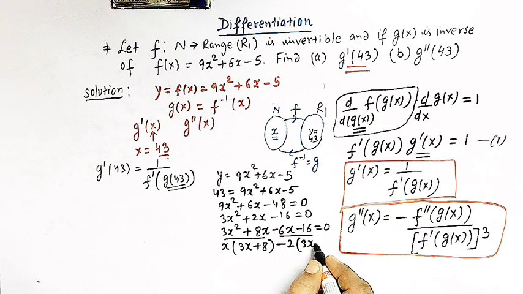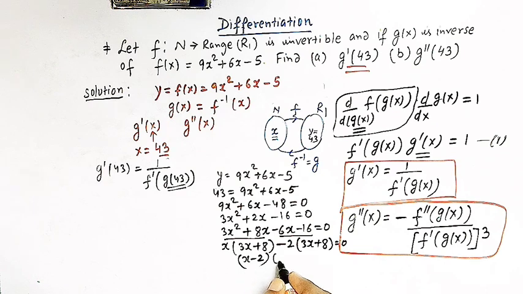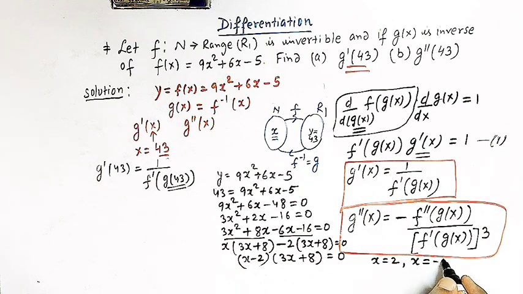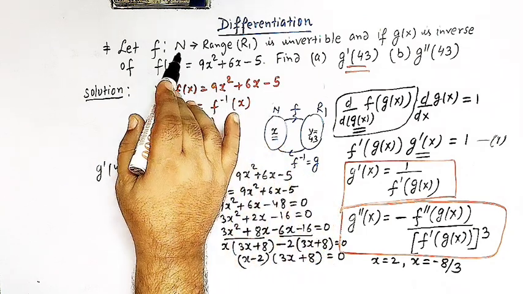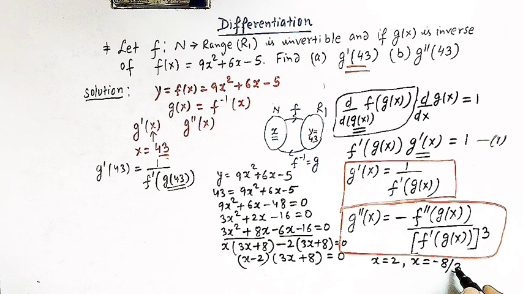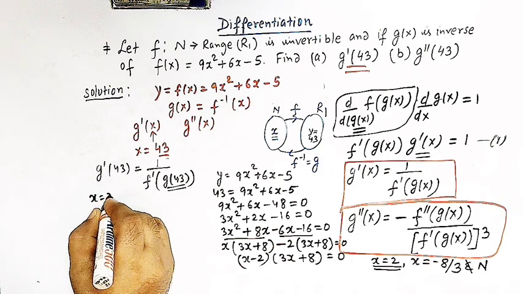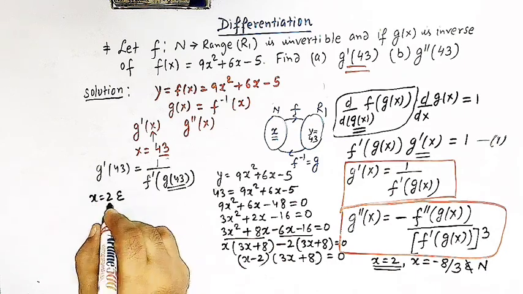Then we can write 3x + 8 equal to 0. So this is (x − 2)(3x + 8) = 0. So from here we can write x = 2 and x = −8/3. Now see, x belongs to the set of natural numbers. So we can discard this value of x because it does not belong to the set of natural numbers. So we'll retain only x = 2, because x = 2 belongs to the set of natural numbers.